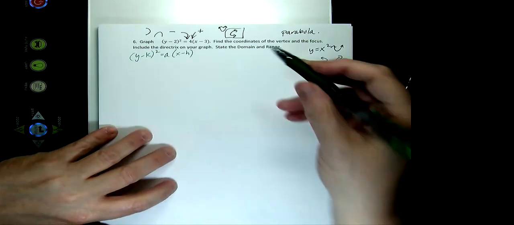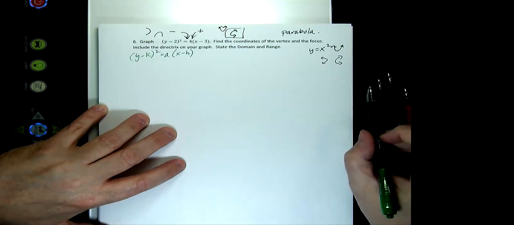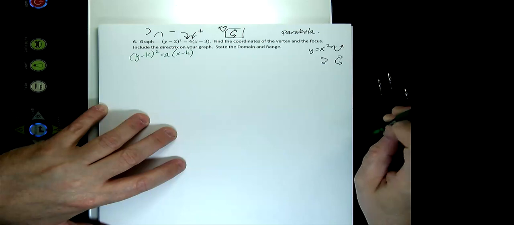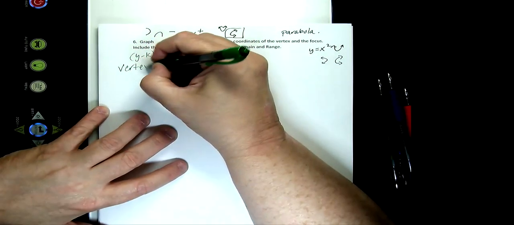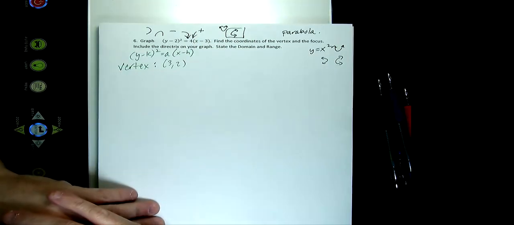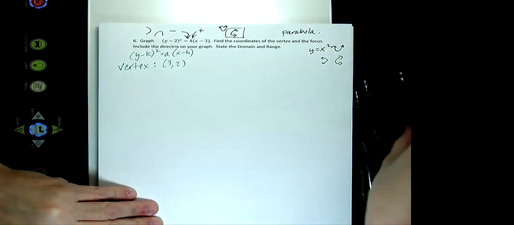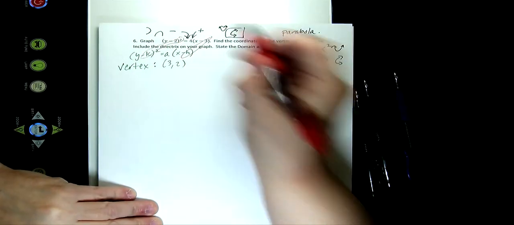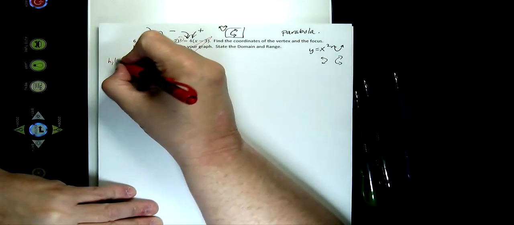So what's my center? What's my vertex here? Three comma two. I like that. How did you get that? H is 3 and K is 2. Just match those up, right? K is 2 and H is 3, and we know it's h, k, right? Excellent.